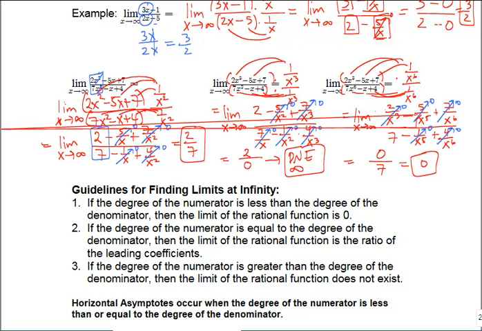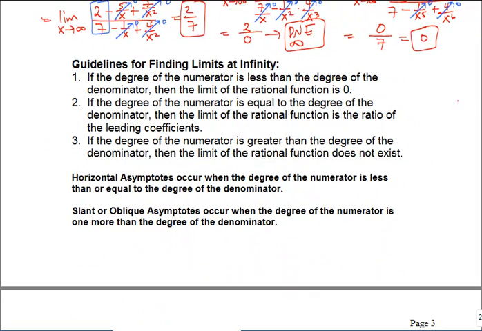So to summarize, if the degrees on the top and the bottom are the same, then our limit will just be the ratio of those coefficients. If the degree on top is bigger than the degree on the bottom, then our limit will be DNE. And if the degree on the bottom is bigger than the degree on the top, then our limit will be 0. So that's what this summary says down here. If the degree of the numerator is less than the degree of the denominator, the limit will be 0.